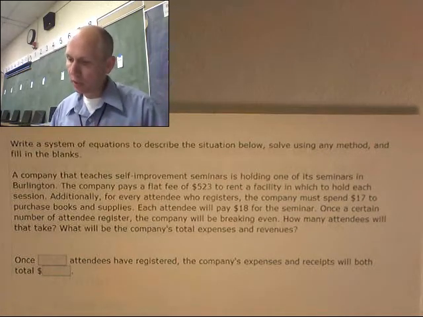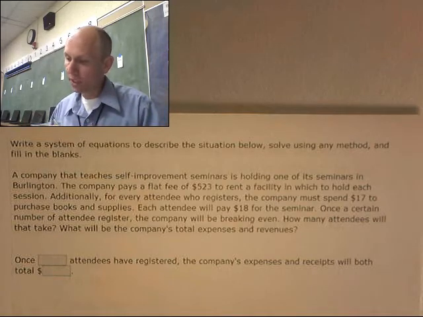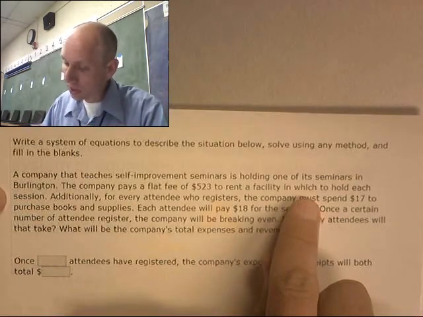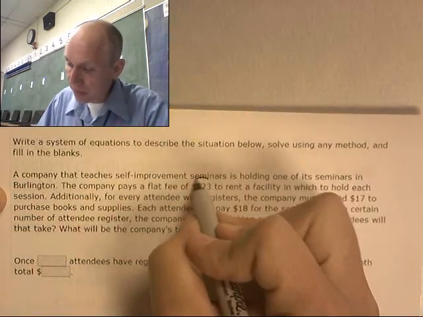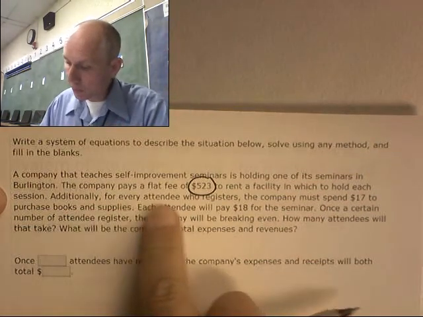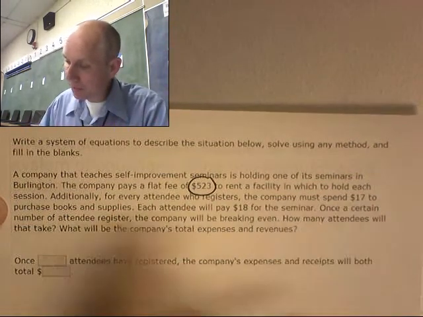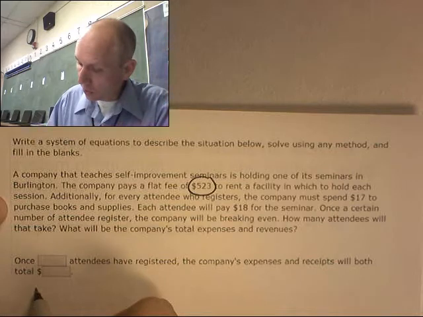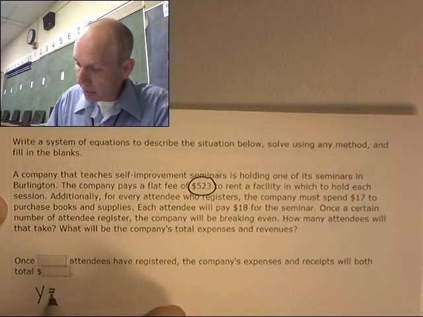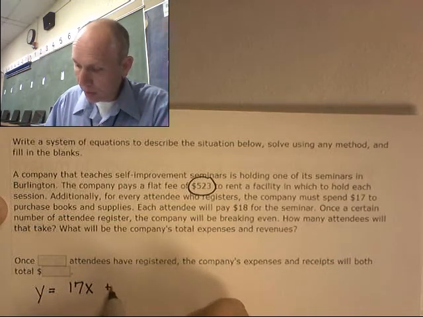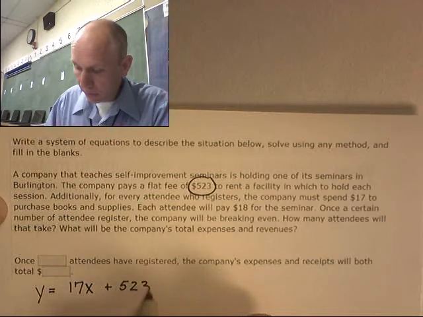A company that teaches self-improvement seminars is holding one of its seminars in Burlington. The company pays a flat fee to rent a facility in which to hold each session. So here's our flat fee. That's their starting cost. They're going to pay that no matter what. Additionally, for every attendee who registers, the company must spend $17 to purchase books and supplies. Ready? The total, let's go with y equals 17x plus 523.